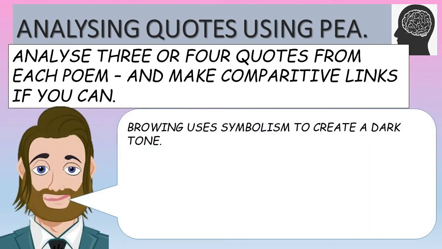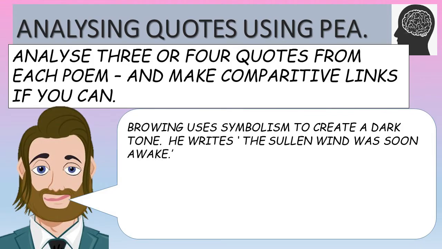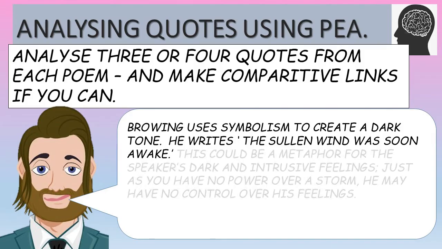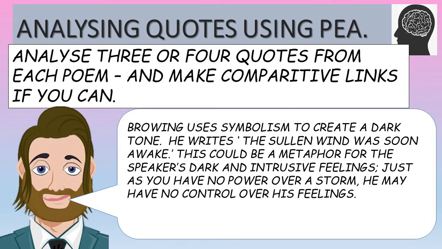Here's a great point. Browning uses symbolism to create a dark tone. Relatively straightforward. Here's a quote, that's my evidence. So he writes, "The sullen wind was soon awake." And then I've got my analysis. So this could be a metaphor for the speaker's dark and intrusive feelings. Just as you have no power over a storm, he may have no control over his feelings.